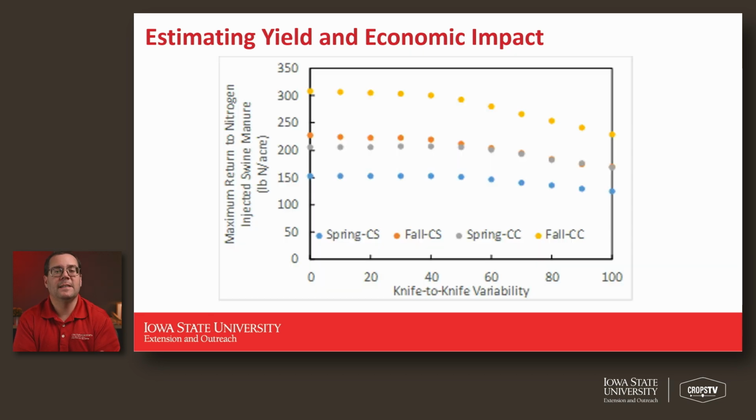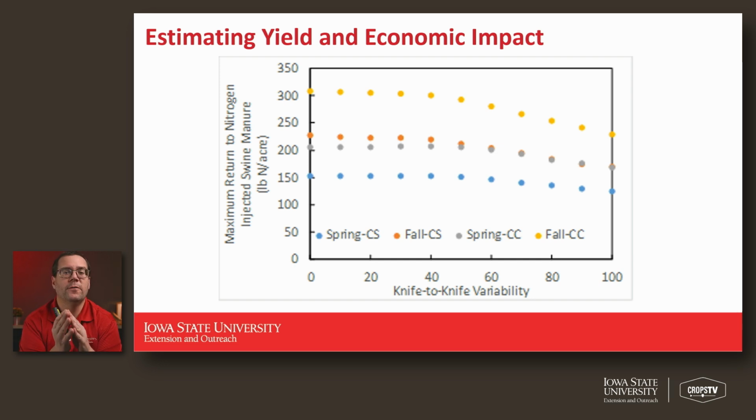So on the x-axis, I'm plotting knife to knife variation between 0 in this case and 100%. We saw that the best equipment that we could generally get for knife to knife variation was sort of in that 10% range. I would say an average piece of equipment maybe was in that 35% range. And then maybe the really poor equipment is in that 100% range.